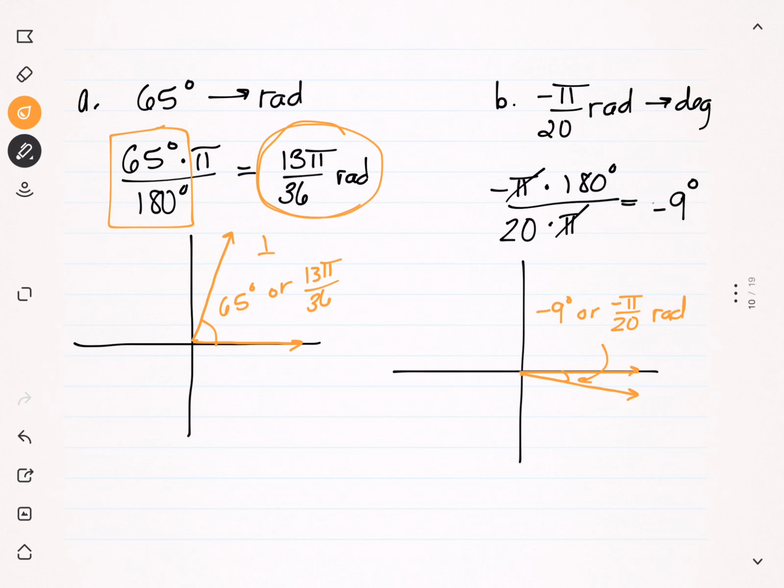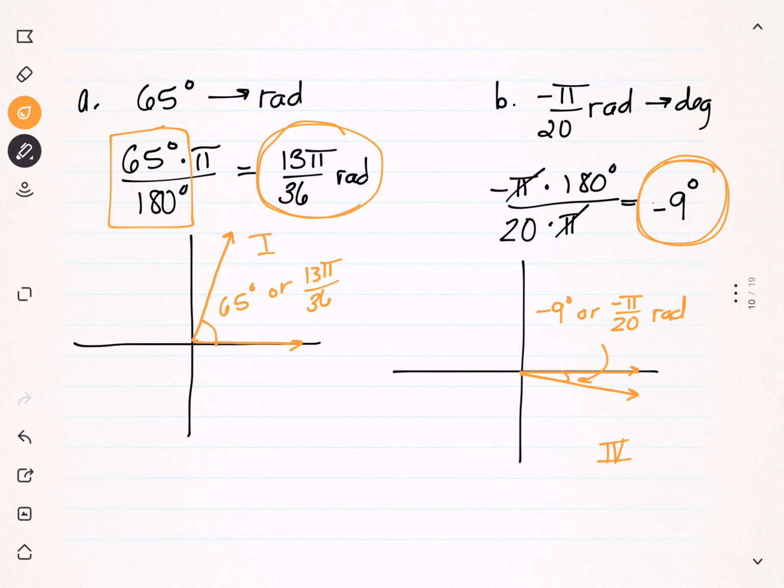Okay? Now, turning negative pi over 20 radians to degrees, I want to use my formula theta measured in radians times 180 degrees divided by pi. My pi's are going to cancel out, as you can see, and I'm going to have basically negative 180 degrees divided by 20 gives me negative 9 degrees. Okay, it's a pretty small angle. Because it's negative, we're going to be going clockwise around the origin, and that's going to put us in quadrant number 4. And so negative pi over 20 is the same thing as negative 9 degrees.